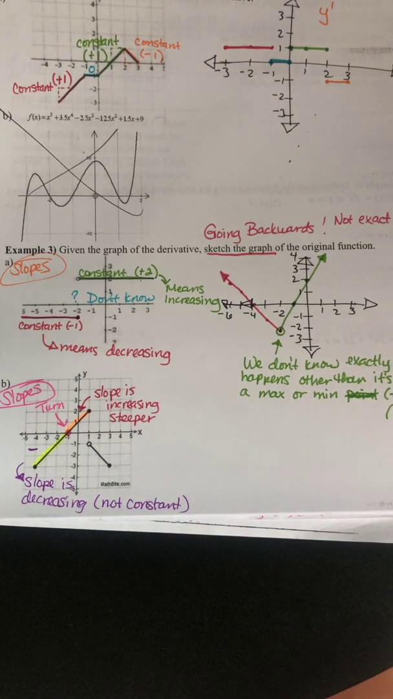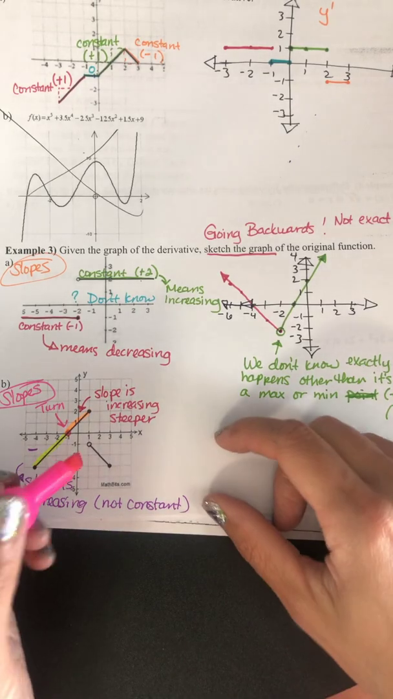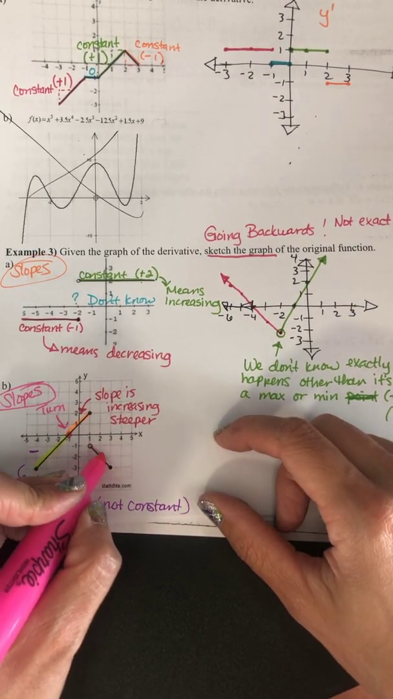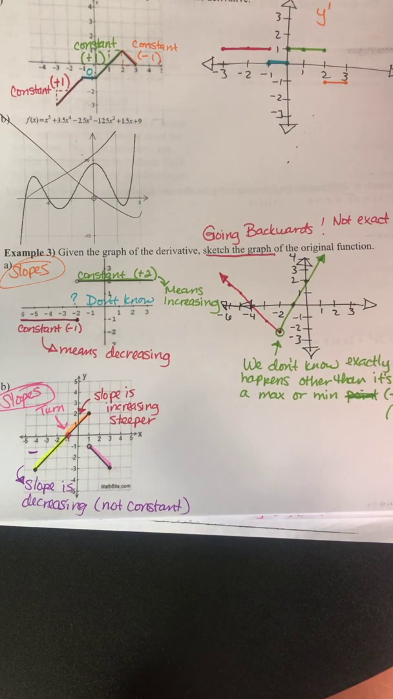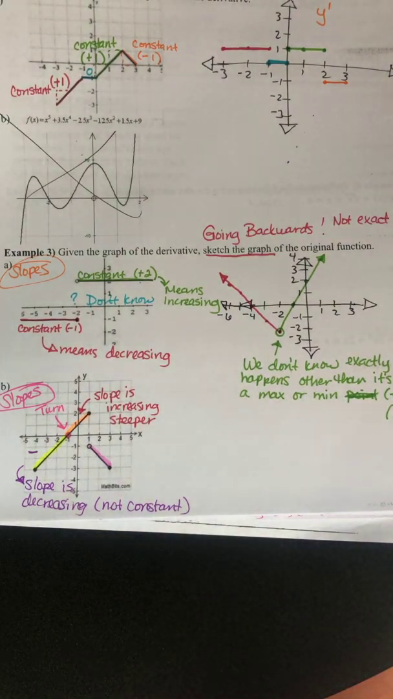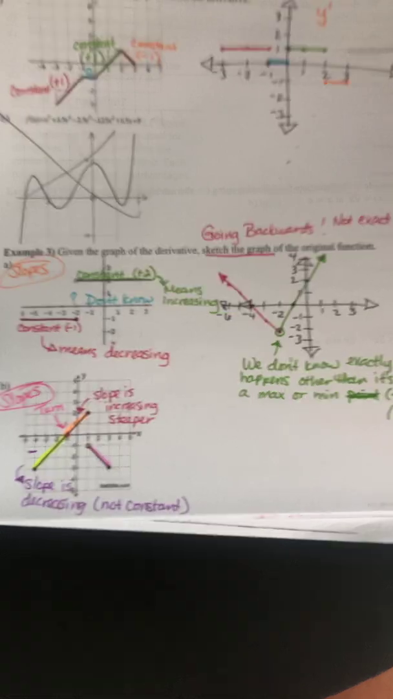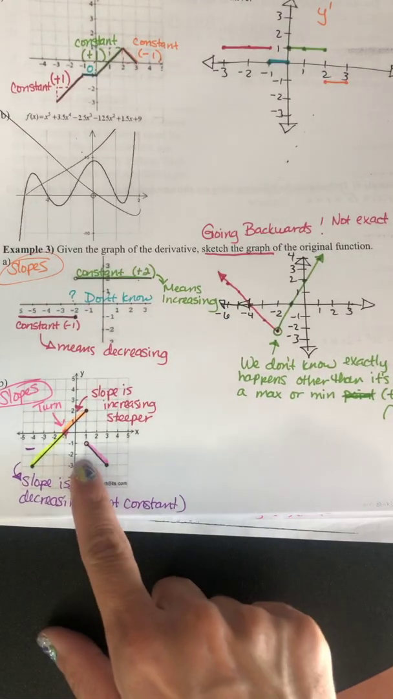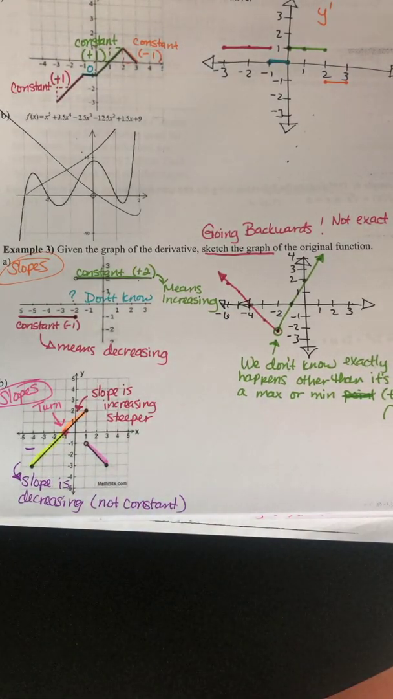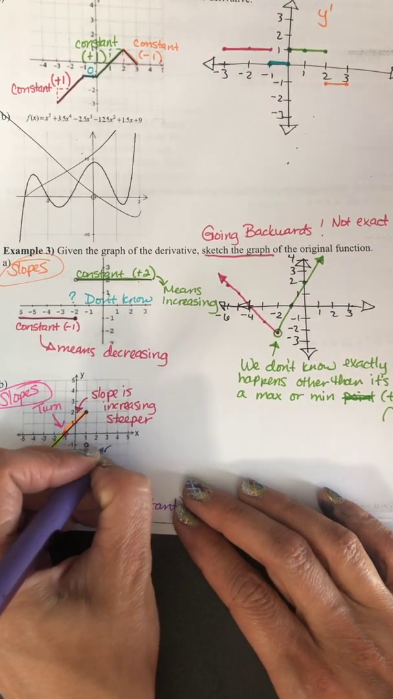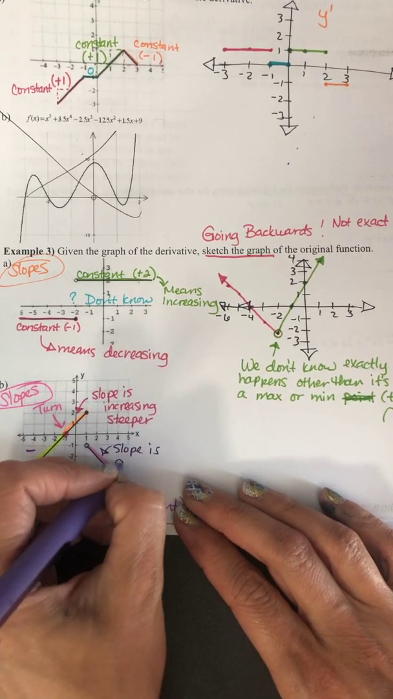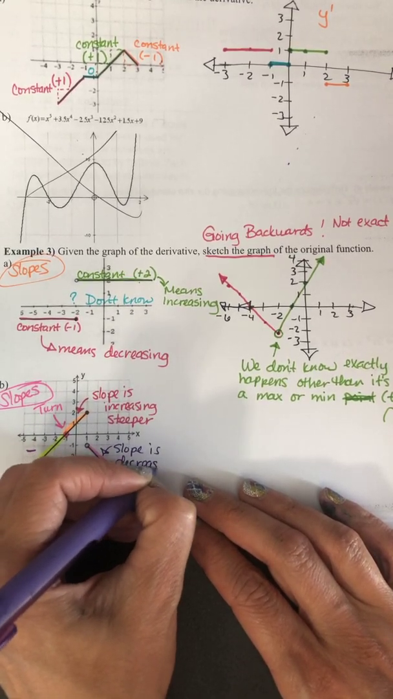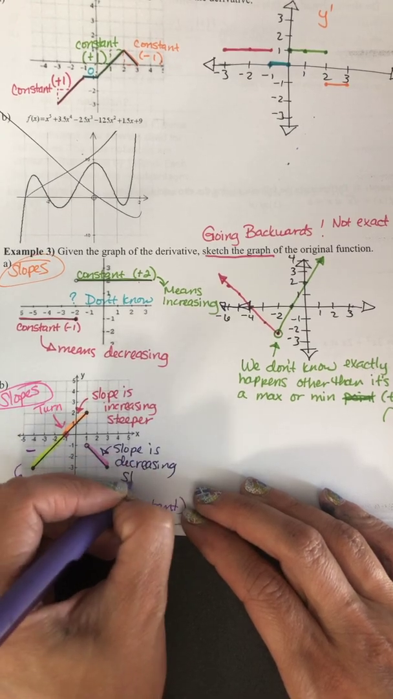And then we have this little piece down below from 1 to 3. It's below the x-axis, so that means that the slope is decreasing. And it's not a flat line, so that means that the slope is decreasing and getting steeper and steeper and steeper. Slope is decreasing, steeper.